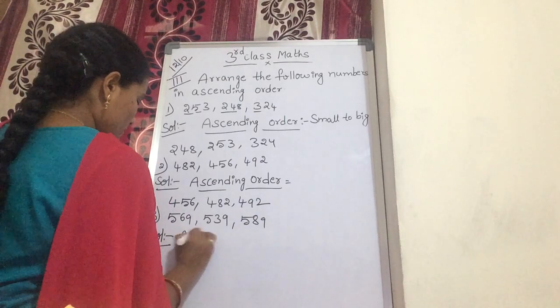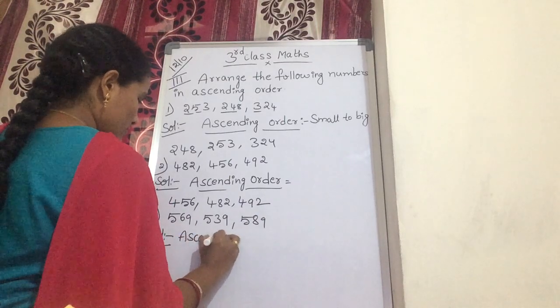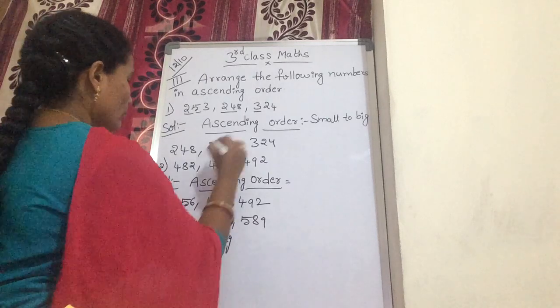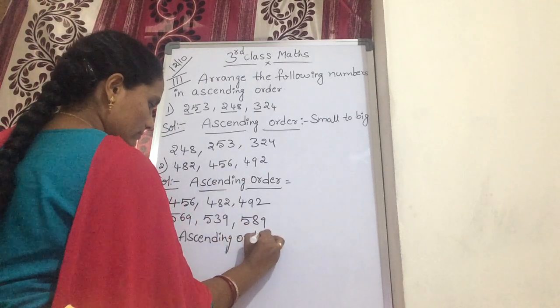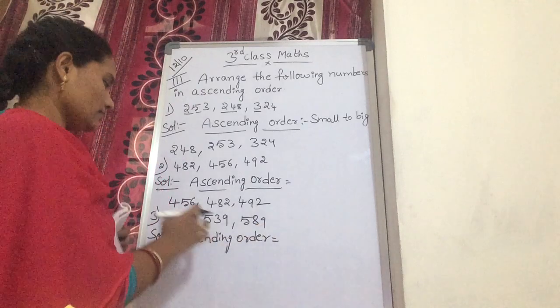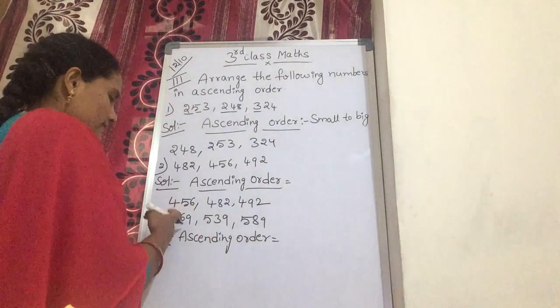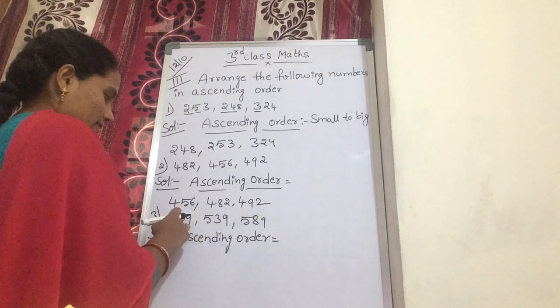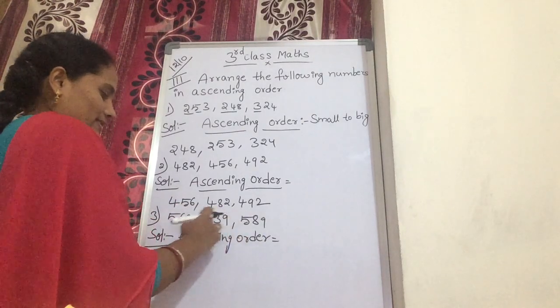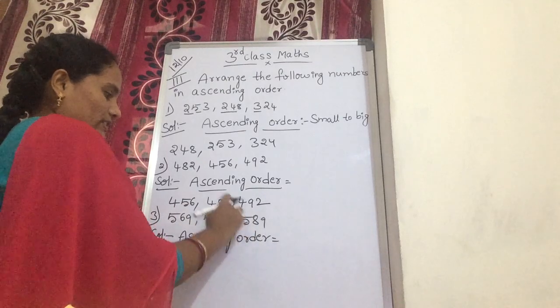Now tell me children, write down in ascending order. I think you can understand these two problems. You should write this problem. These are also 3-digit numbers. In hundreds, 5, 5, 5. In tens, 3, 6, 8. So this one is a small number.